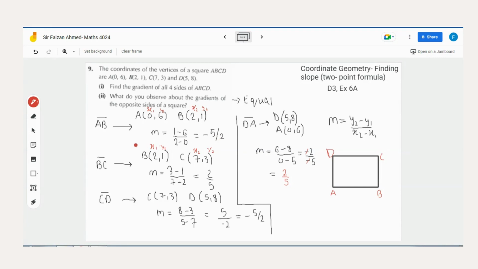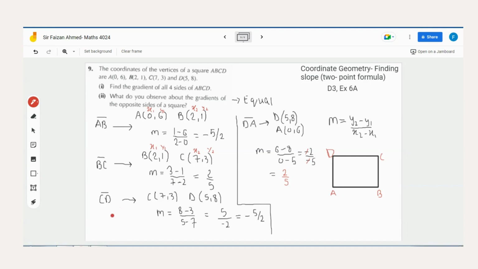And the next side is BC. Again, point B is the first point, so this is x1 and y1. This is x2 and y2. Again, I'm using the same formula. What is the value of y2? The y2 value is 3. So 3 minus 1 in the numerator and 7 minus 2 in the denominator. 3 minus 1 will give me 2 and 7 minus 2 will give me 5. So positive 2 upon 5 is the gradient of line BC.